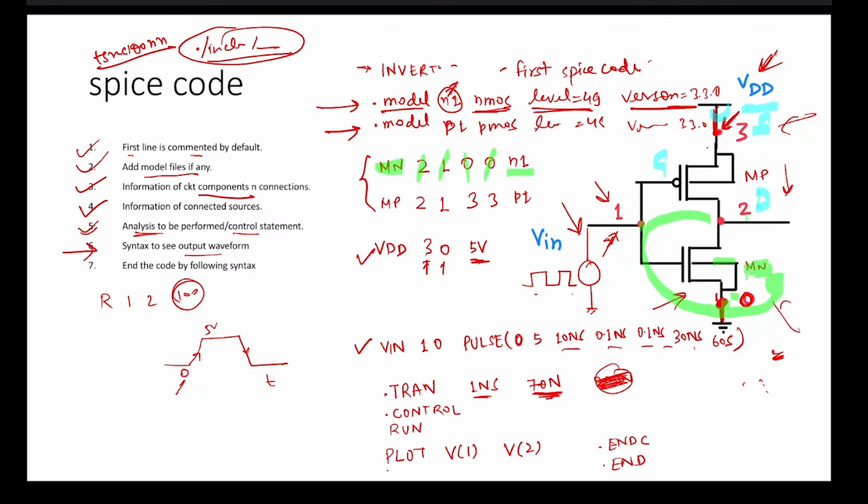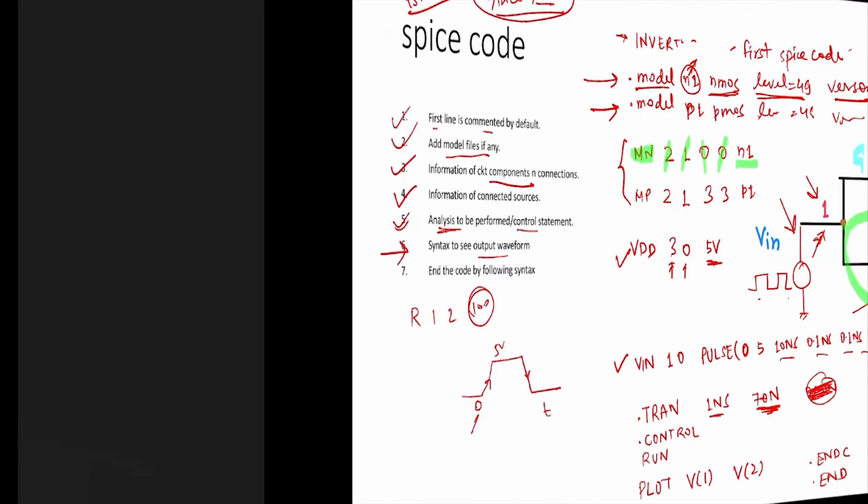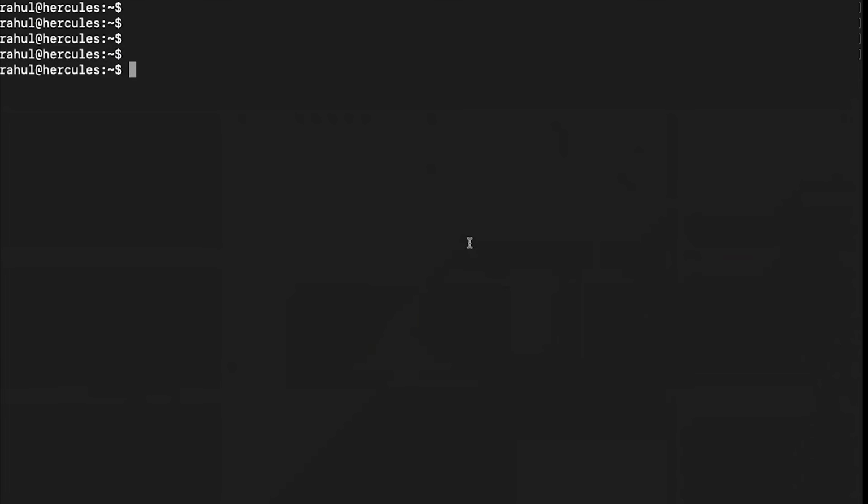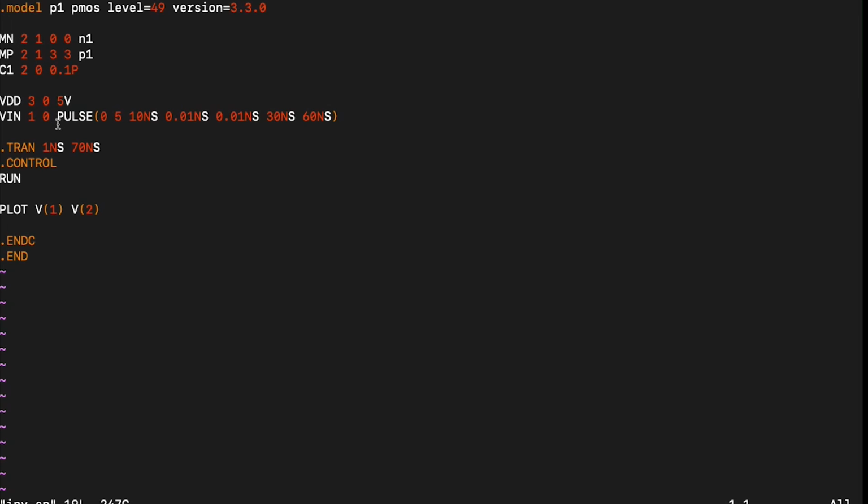Okay. Now I would like to show you this on the simulator. This is NGspice. I have already installed it, and I'll tell you how to invoke it. This is my folder, and I have already written this code. If you want to see the inverter, this is the code I have written. In the first line I have written MOS inverter, then I include the model, then the information of the components, then afterwards the sources, the analysis and controls, and then plot, and then end.